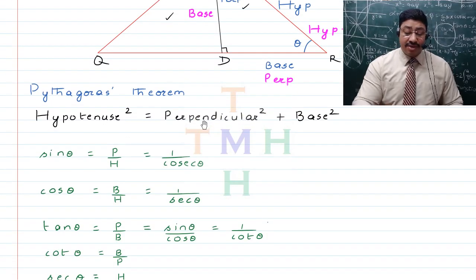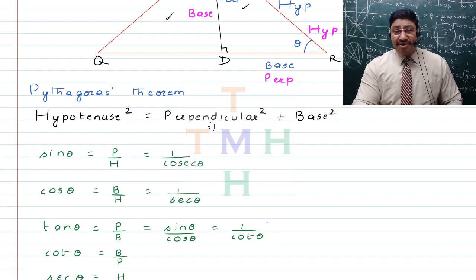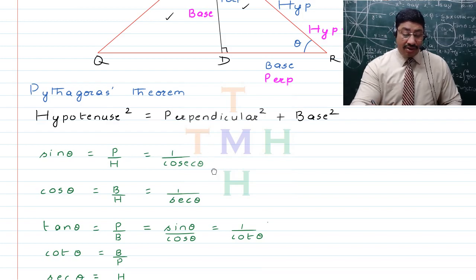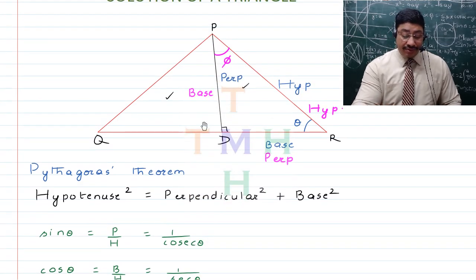Now that you are clear about this, we will move on to the next concept, that is the Pythagoras theorem. Whenever you have a right angle triangle, the Pythagoras theorem tells us that the largest side square is equal to the sum of the squares of the other two sides. So here, the largest side being the hypotenuse, its square is equal to the sum of the squares of perpendicular and base, which are the other two sides.